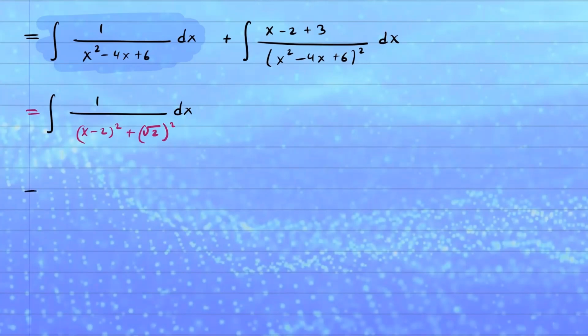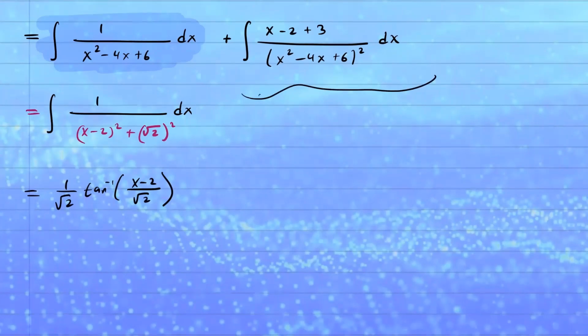All right, so now that we have done that, this integral is super easy. This is going to be 1 over the square root of 2 times tangent inverse of x, well, our x is (x minus 2) over the square root of 2, plus c, of course. But we're going to hold on to that because we still have to finish up this. So let's hold on to that answer.